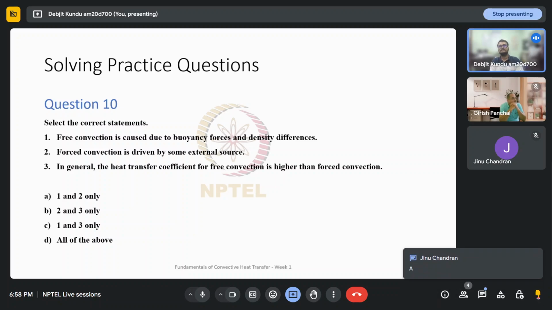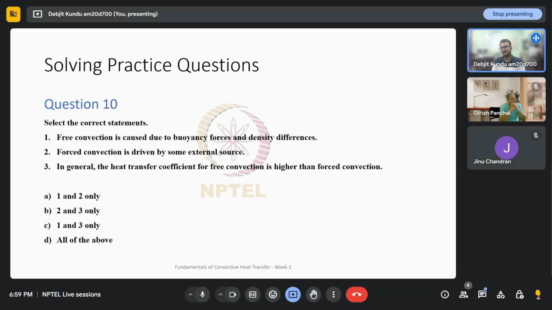So the three statements are: statement 1, free convection is caused due to buoyancy forces and density differences. Statement 2 is forced convection is driven by some external source. And statement 3 is, in general, heat transfer coefficient for free convection is higher than forced convection. So which of these are true?